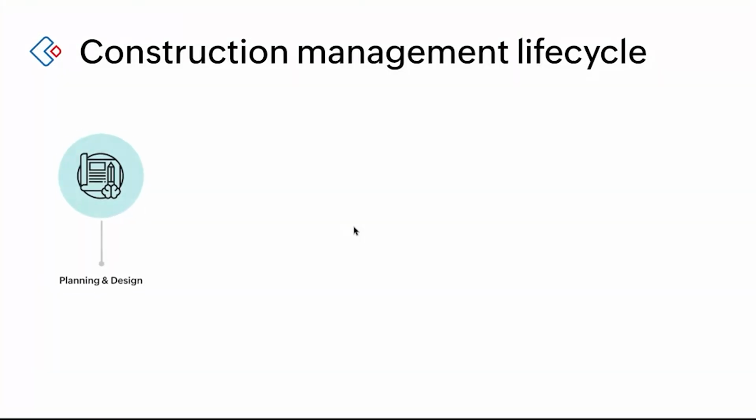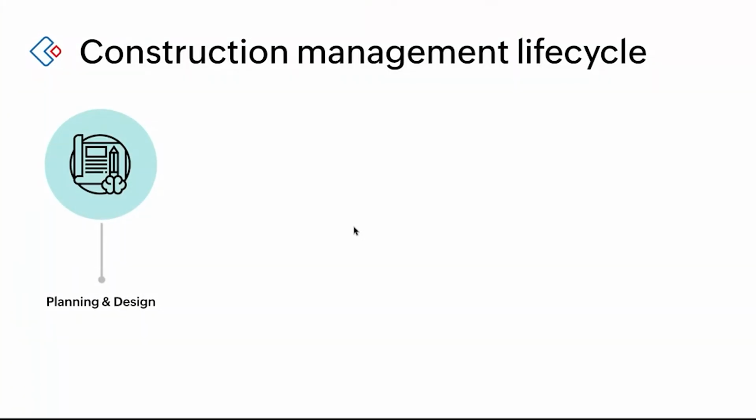So, construction management life cycle, when I talk about it, the first and foremost step is planning and designing. We need to plan where the project is going to be located and what the design of that particular project is. Once that is done, the second step is procurement. We have to decide what type of material, resources, and assets are needed in order for this construction to move smoothly.